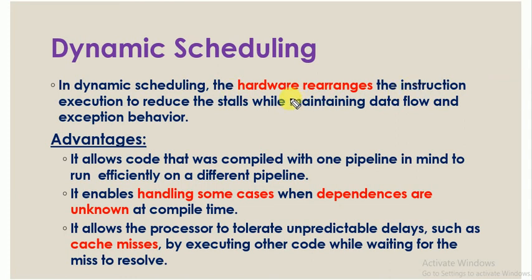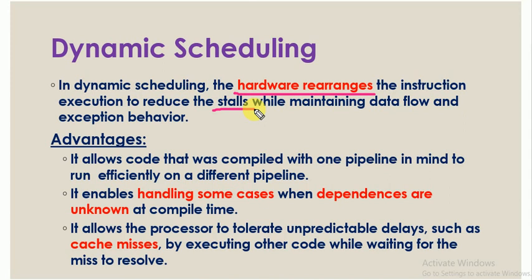So here the hardware rearranges the instructions to reduce the stalls. We always try to reduce the stalls, because due to pipeline execution, there will be some situations where some hazards may occur, maybe some data dependence, maybe some other situation where we need to forcefully stall the execution of some stages within the pipeline architecture.